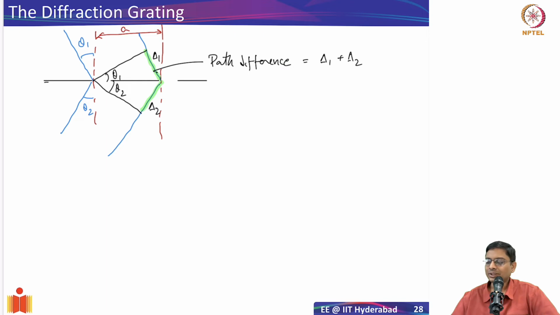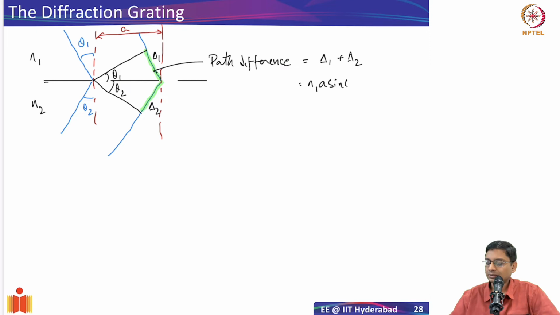And what is the optical path? We have introduced the idea of optical path, which is simply the physical distance times the refractive index. So in this case, if this is my medium 1, n1, and this is medium 2, n2, I can talk of the path difference as n1, a sin theta 1. Of course, there should be an a, I'm sorry, I missed that.